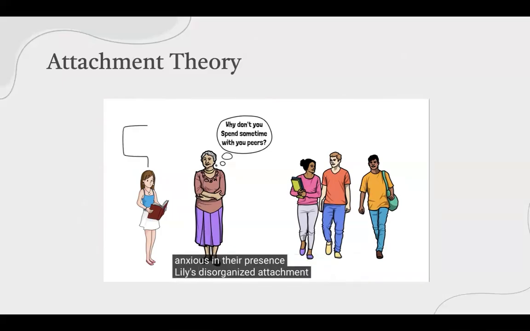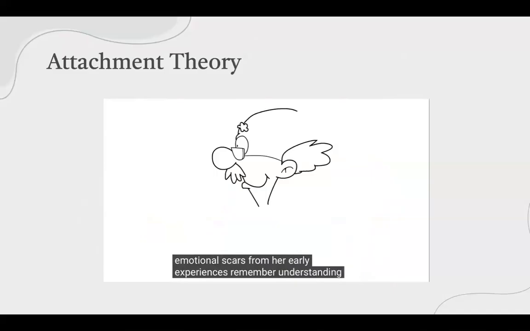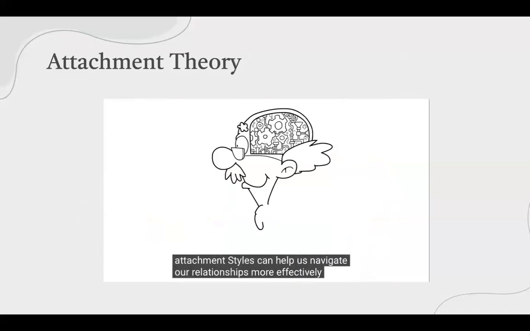Lily's disorganized attachment impacted her ability to form stable and secure relationships as she carried the emotional scars from her early experiences. Remember, understanding attachment styles can help us navigate our relationships more effectively and foster healthier connections.